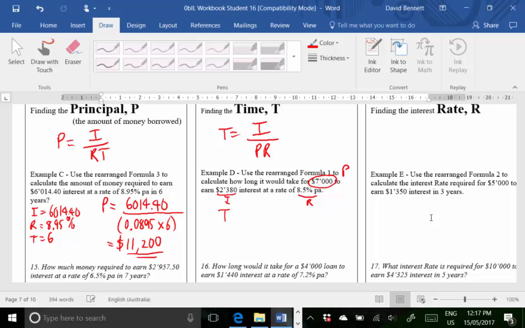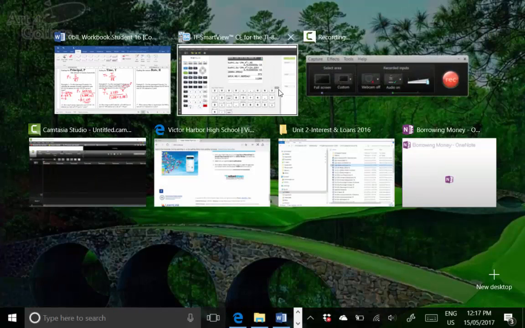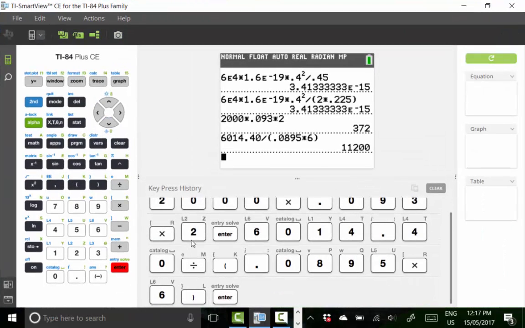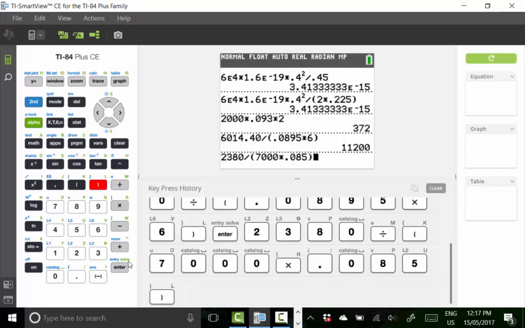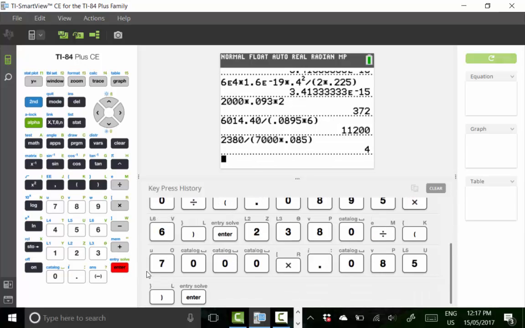So obviously T is equal to 2,380 all over the P, which is 7,000, and we're timesing by that rate, which is 0.085. So again, a calculator, coming back to that. 2,380 divided by bracket 7,000 times 0.085. And that would work out to be 4 years.